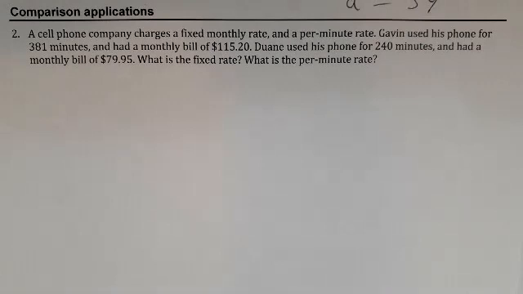A cell phone company charges a fixed monthly rate and a per minute rate. Gavin used his phone for 381 minutes and had a monthly bill of $115.20. Dwayne used his phone for 240 minutes and had a monthly bill of $79.95. What is the fixed rate? What is the per minute rate?